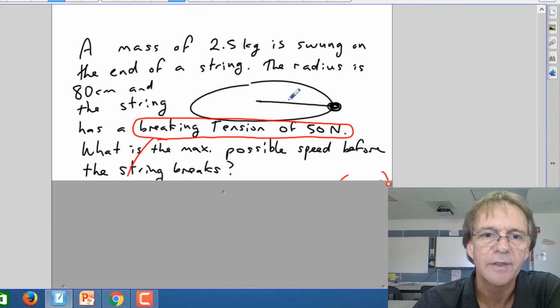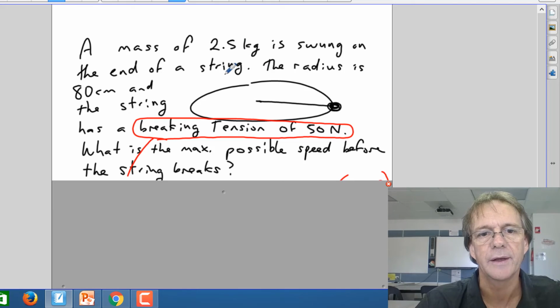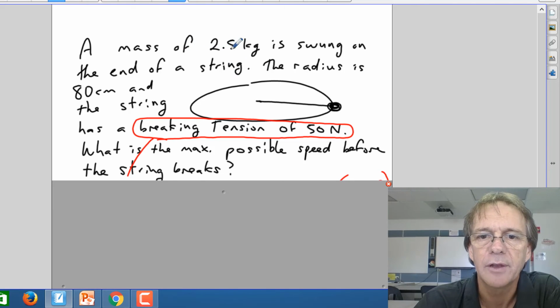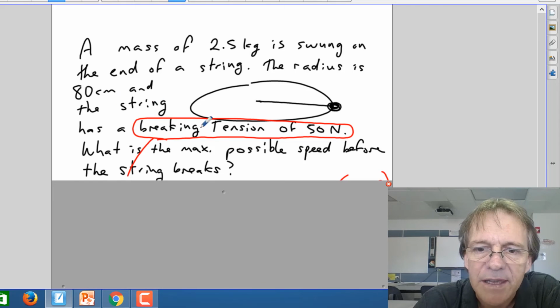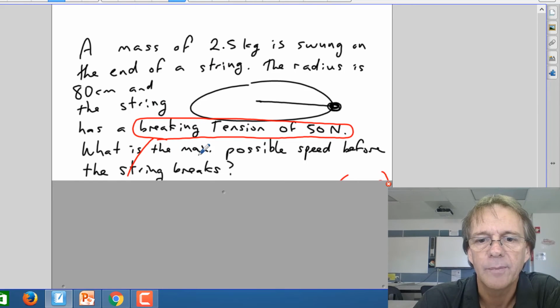Now, other questions you could get are things like this, where they're a bit more complicated. A mass of 2.5 kilograms is swung on the end of a string. The radius is 80 centimetres and the string has a breaking tension of 50 newtons. What is the maximum possible speed before the string breaks?